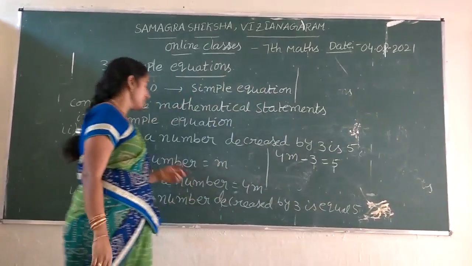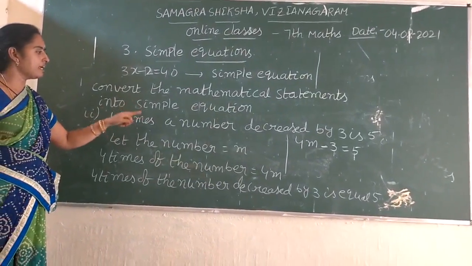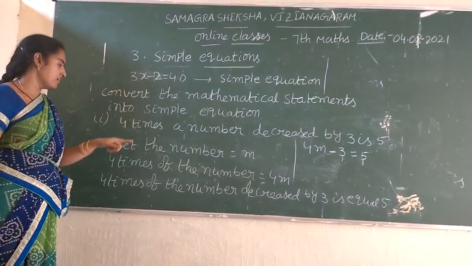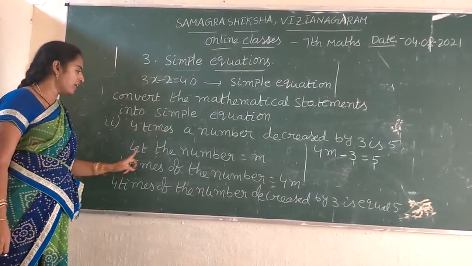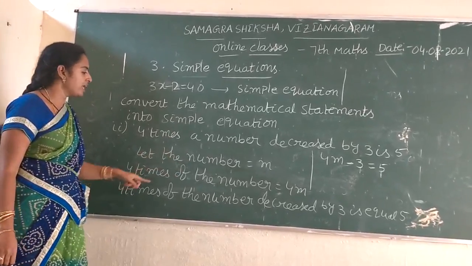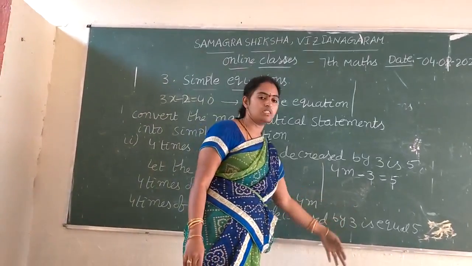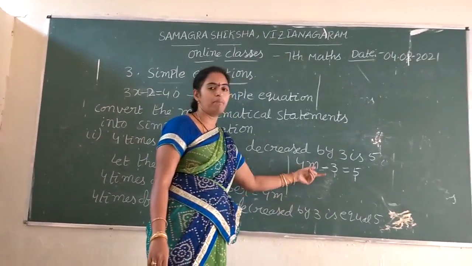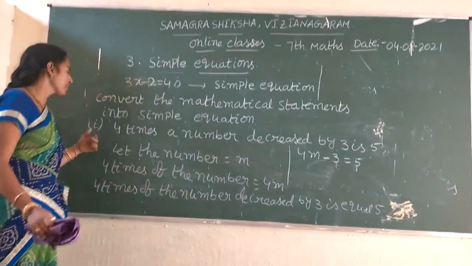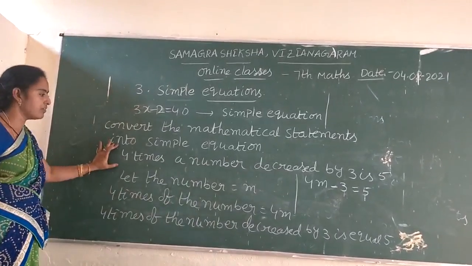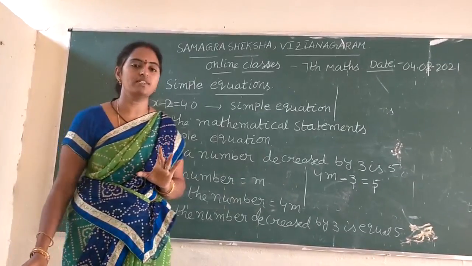It is given. So what is the statement, children? 4 times a number decreased by 3 is 5. So let the number be m, and 4 times of a number is 4m. 4 times of a number decreased by 3 is equal to 5. So 4m minus 3 equals 5. By this way, we have to convert a mathematical statement into a simple equation. Understand, students? Okay.